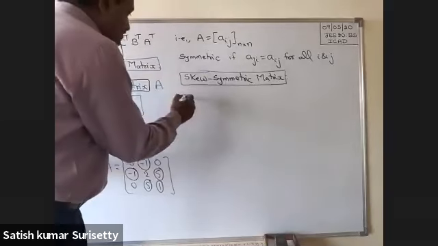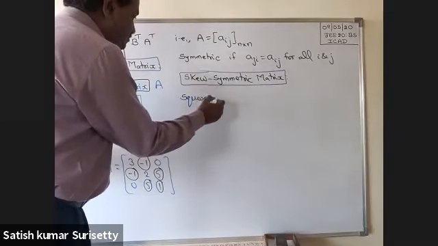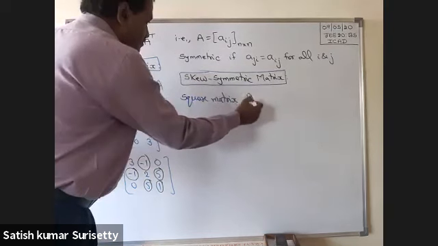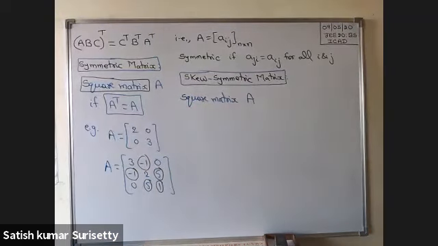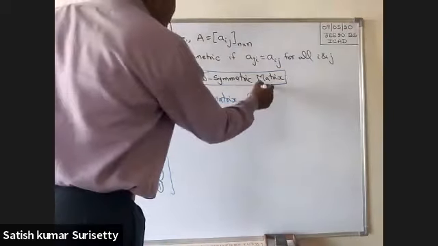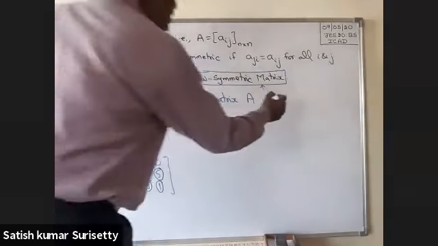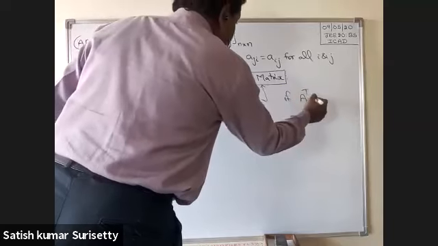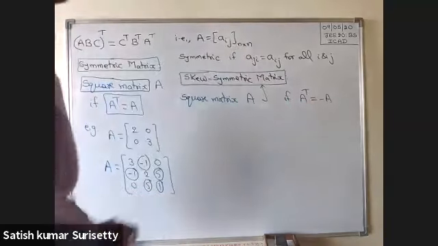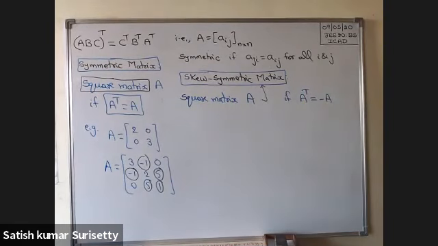A square matrix A is said to be a skew symmetric matrix if A transpose equal to minus A.